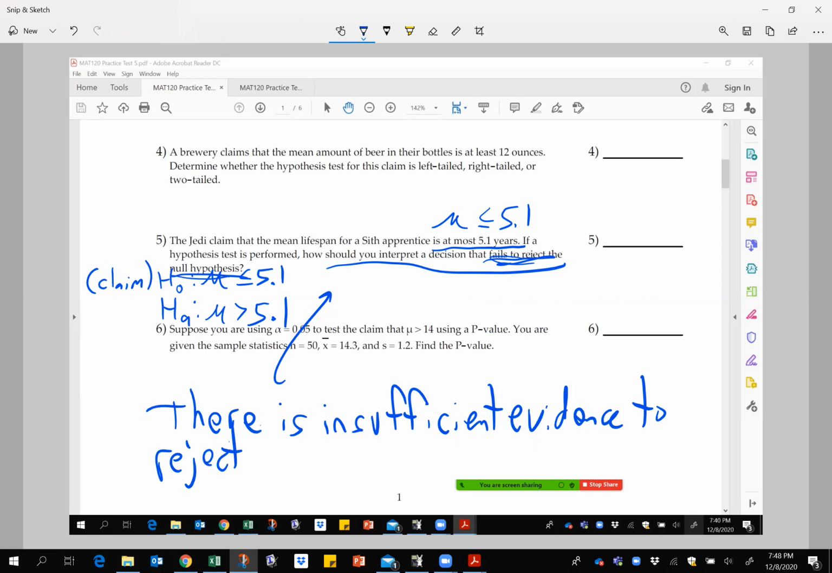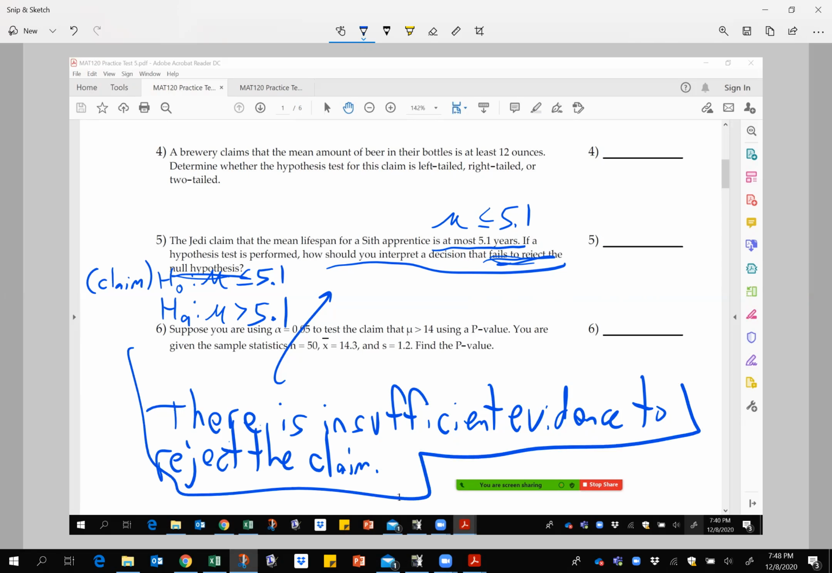Reject the claim. So this is how we would write our conclusion. So this is the answer. In the event that we fail to reject the null for this particular hypothesis test, our takeaway would be that there's insufficient evidence to reject the claim. Does anybody have any questions on that one?